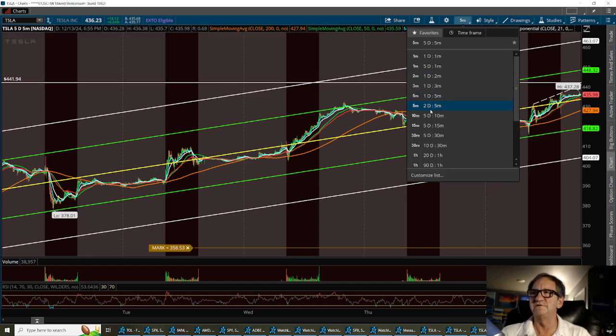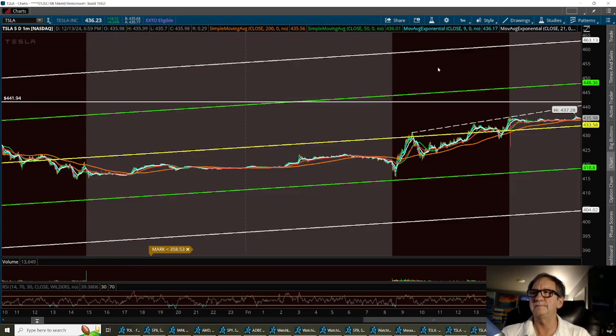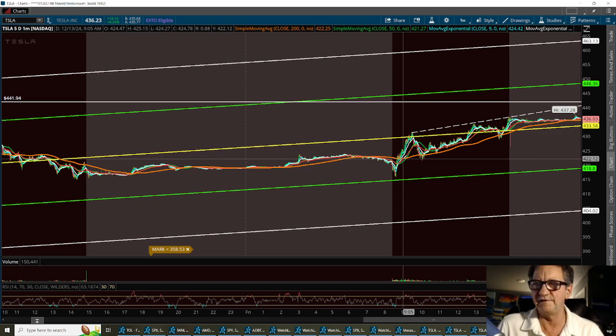So now I move this to the 5-day, 1 minute, and our hard resistance will be that 448. But the 1 minute is what I use for scalping trades, and the 5-minute would probably be a better one to use.